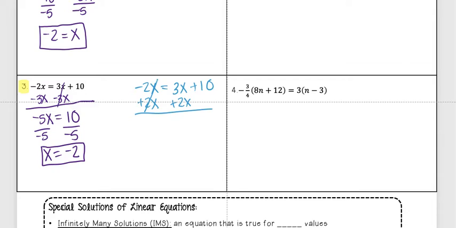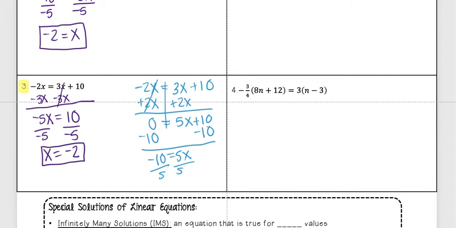Well, now since I crossed everything out, I can't just put 3x equals 10 here because that's not the case. It's 3x plus 10 on the other side. I want to make sure I still bring down my equal sign. And since everything got crossed out, it'd be 0 is equal to 5x plus 10. And then from there, I need to subtract 10 from both sides and then divide by 5. So it's okay if you do it that way, it's just a little bit more work.